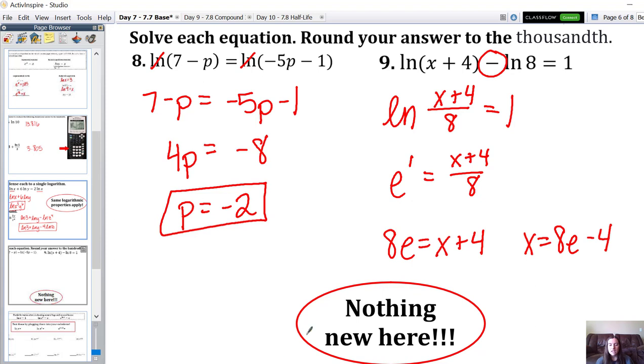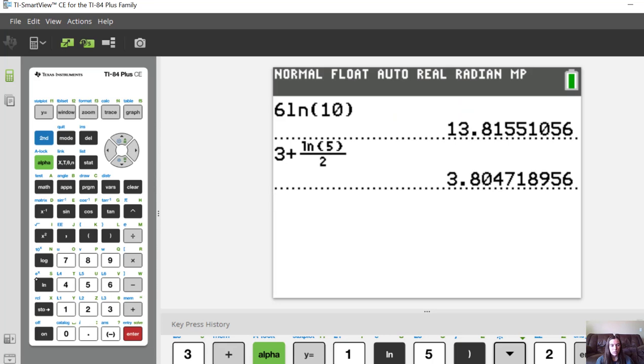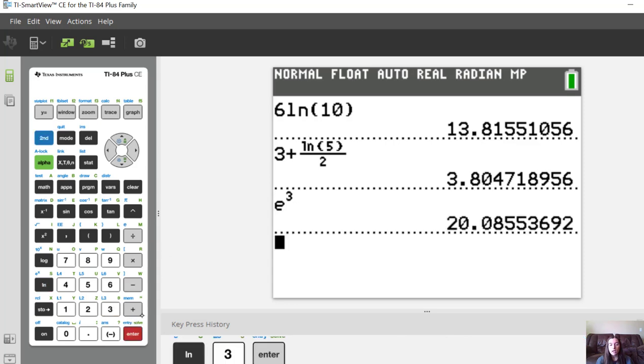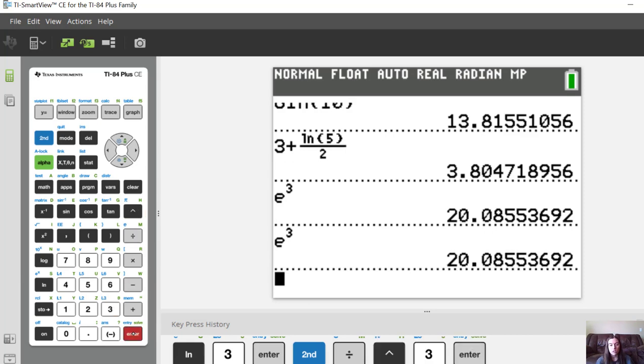In the TI-84, there are 2 different places where you'll find e. If you hit second natural log, you can raise e to an exponent. So if I hit second natural log, maybe if I wanted to find e cubed, I could do that. You could also put e to the 1. Or if you hit second division, that's just e with no exponents. Of course, you can always add the caret to it and give it that exponent if you want to.